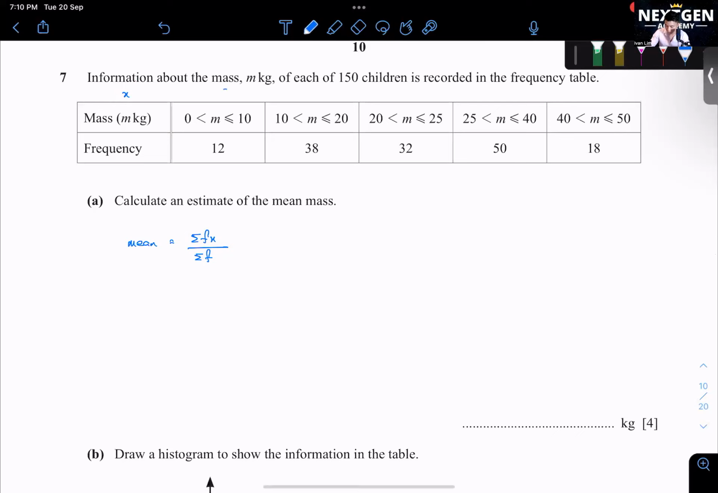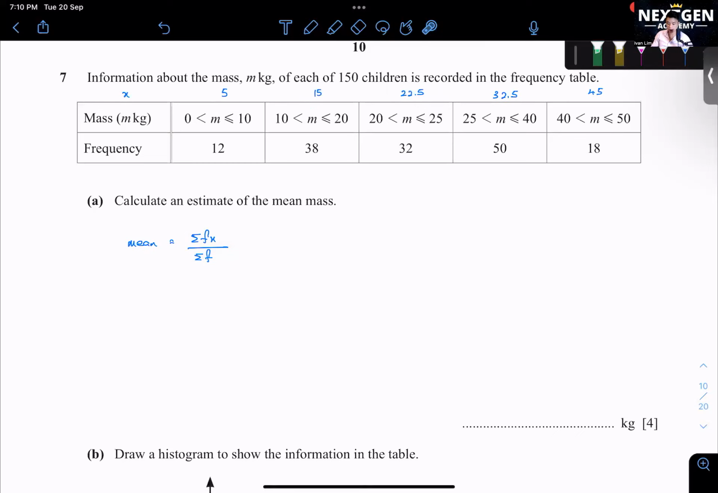So 0 to 10, the midpoint is 5. This one 15. This one 22.5. This one 32.5. This one 45. I see some of you, your formula is all correct, but then one value is wrong. Maybe one of these you all calculated wrongly. You cannot assume that the class width is all the same. Never assume that. Always check it.